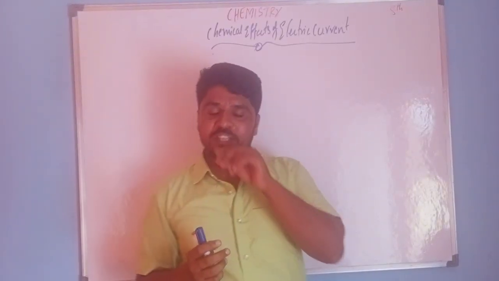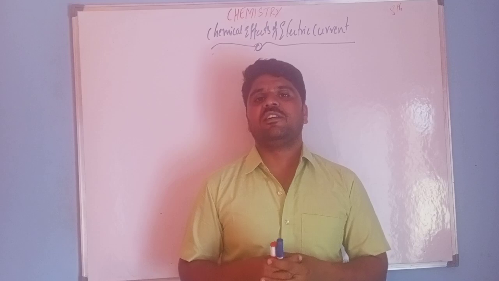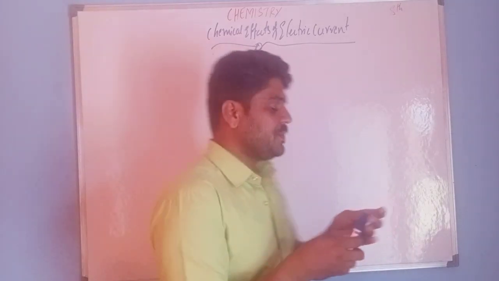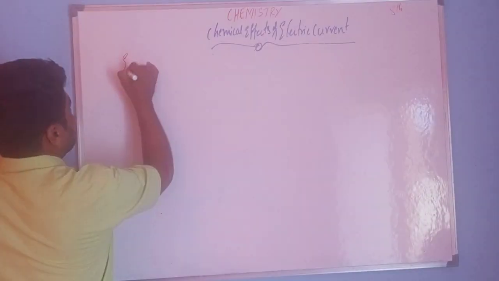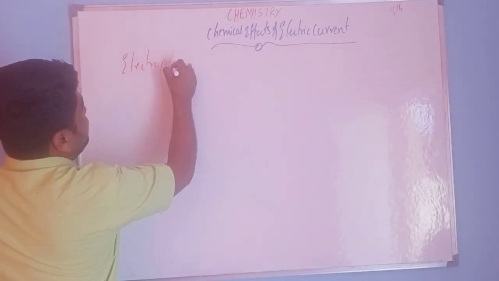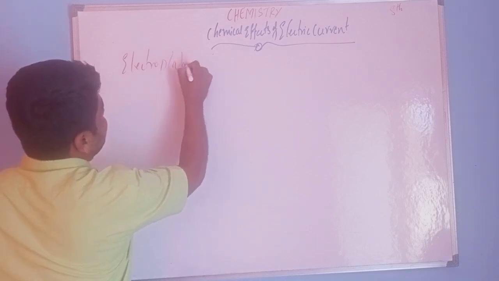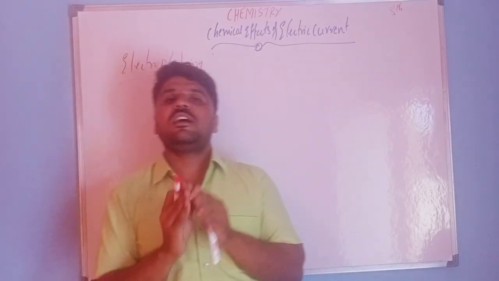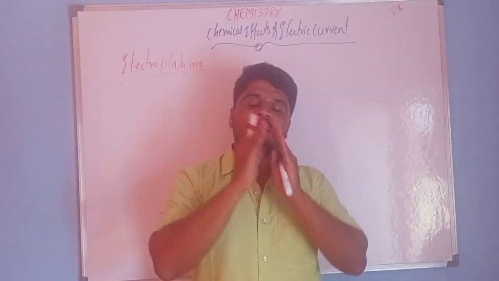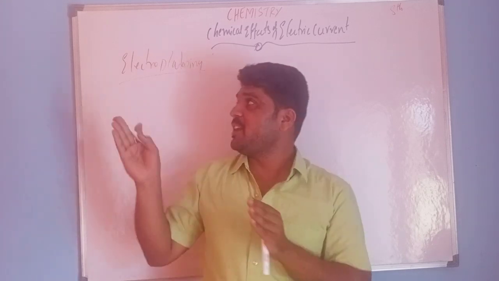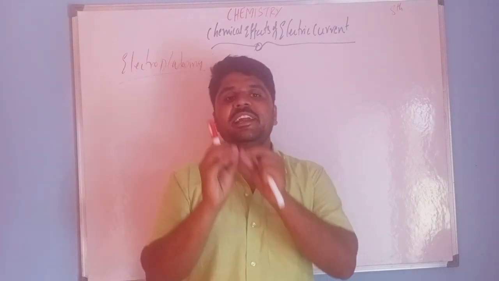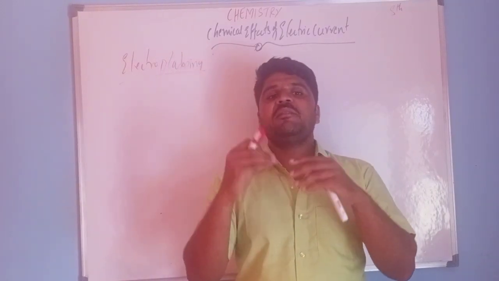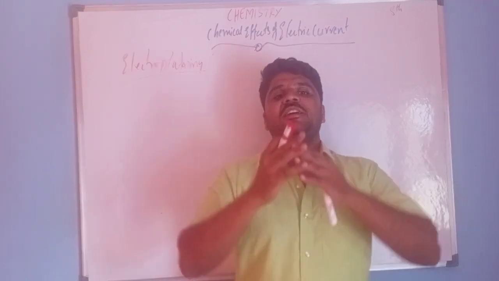So in this class I am going to discuss some more interesting concepts of electroplating. Electroplating is a useful process. It is a useful process, and it is used widely in industry for coating many metal objects with other different metals.